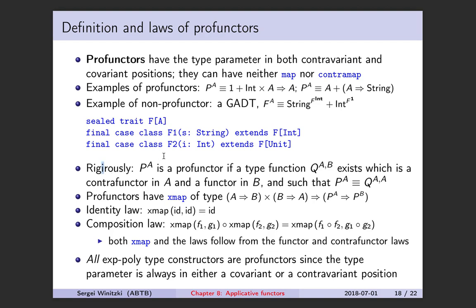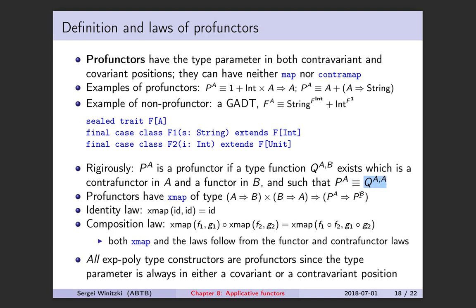Oh, there's a typo. I'll fix it. A rigorous definition of a profunctor is that it is a type function with two type parameters such that it is a contrafunctor in A and a functor in B. So A is contravariant and B is covariant. If such a type function Q exists, that PA is defined like this, when we put A and A to be the same type, then that type function is a profunctor.